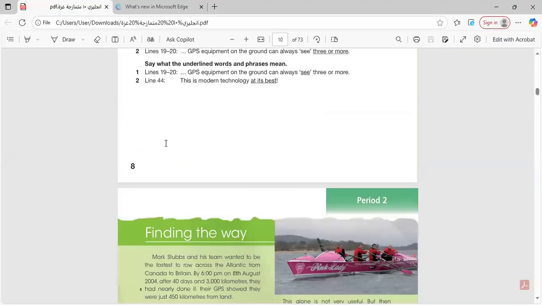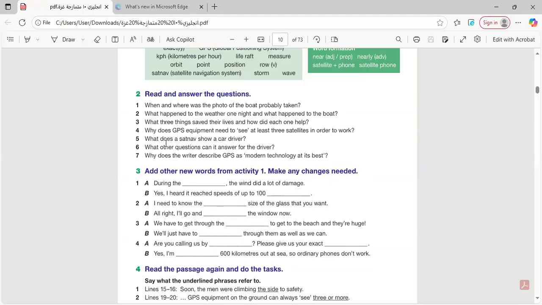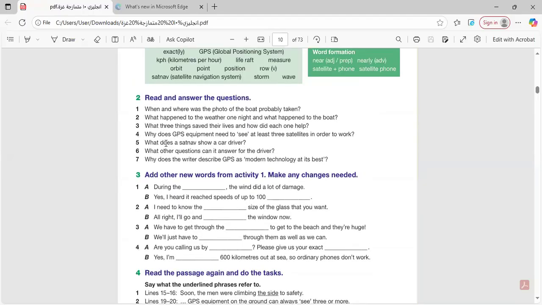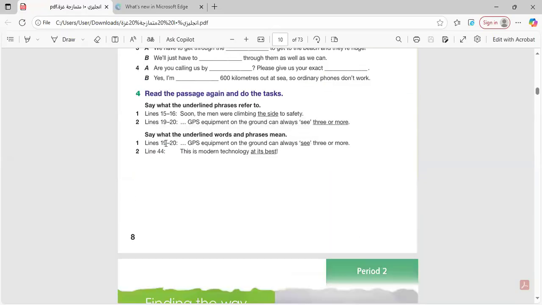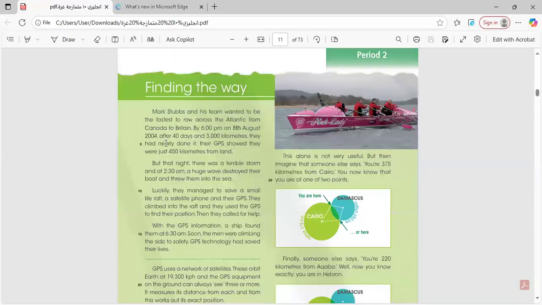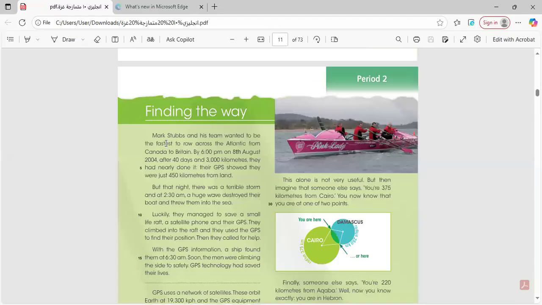Okay, so before we answer this question, guys, let's go and see this. We will read this story, Finding the Way. You see here what we have.